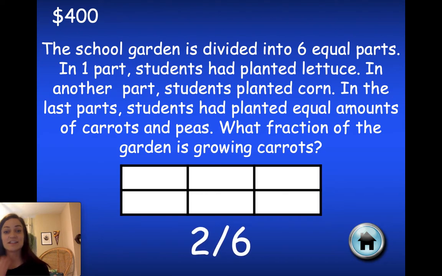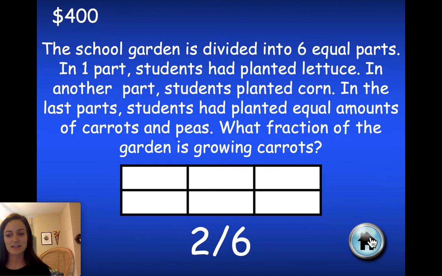All right, your answer is 2/6 is what you should have written. I don't have a marker that I can write on PowerPoints with, but this one was taken up by lettuce. This one was taken up by corn. So all we had left was 1, 2, 3, 4 sixths for the carrots and the peas. Well, we have to divide those 4 pieces in half because it said half of them went to carrots and half went to peas. So 2 pieces for carrots, 2 pieces for peas, so 2/6 was for carrots. Okay, so hopefully that made sense. If you got that one right, I'm very proud of you, and you get $400.